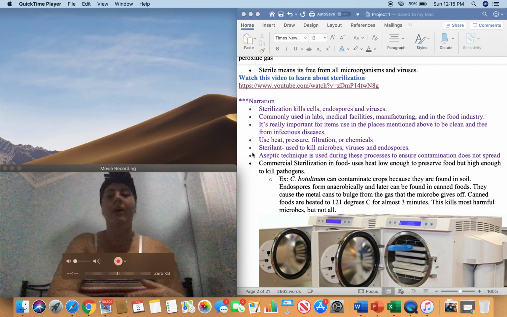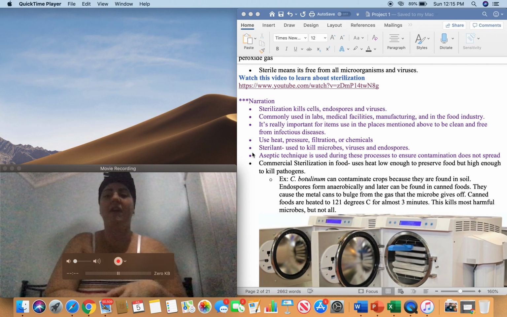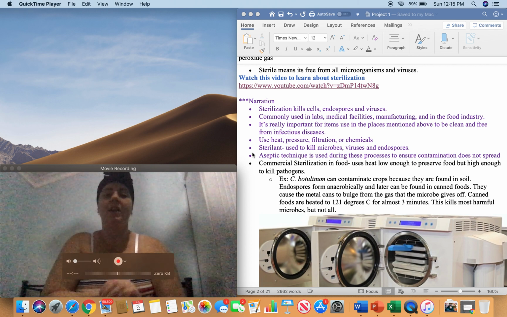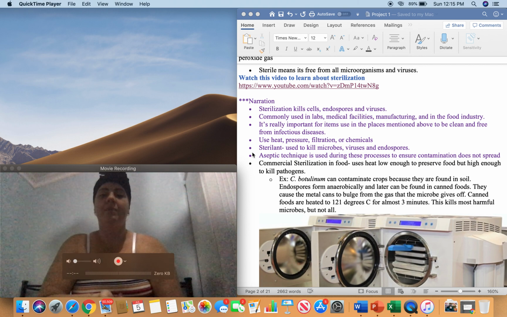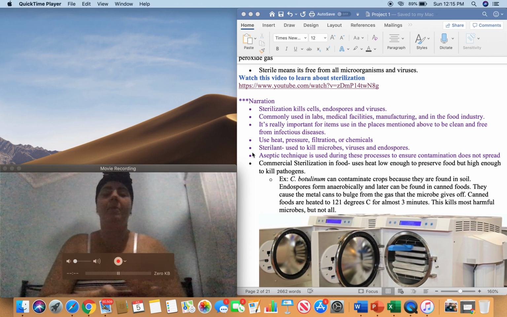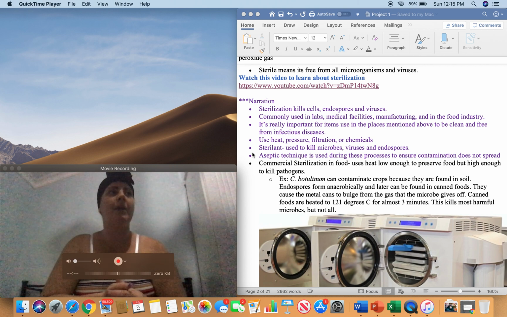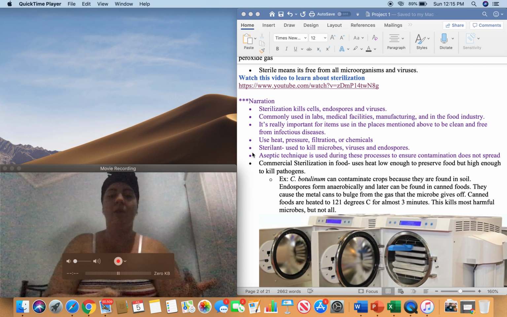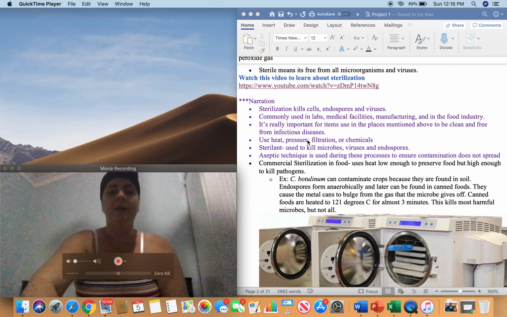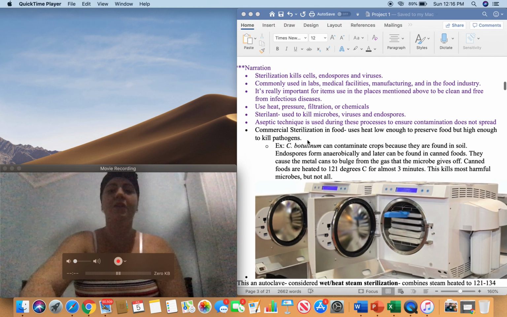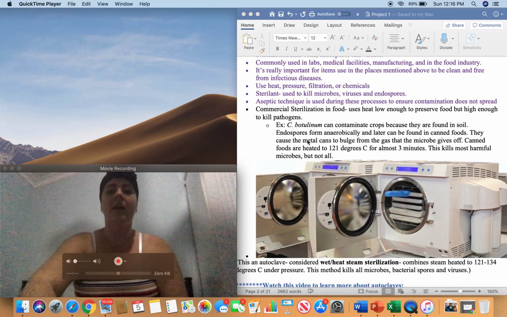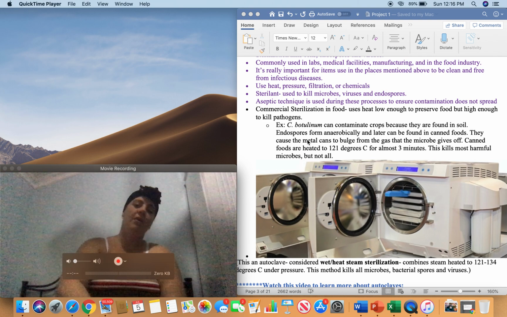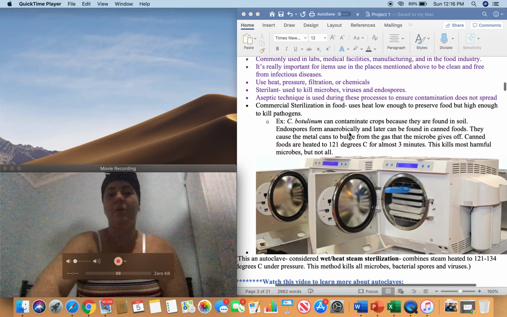It's used in labs, medical facilities, manufacturing, and the food industry, and it's really important for the places that use these to make sure that they're clean, because you can literally kill someone if you contaminate an instrument or a needle or anything. They use heat, pressure, filtration, or chemicals, and the sterilants are used to kill microbes, viruses, and endospores.